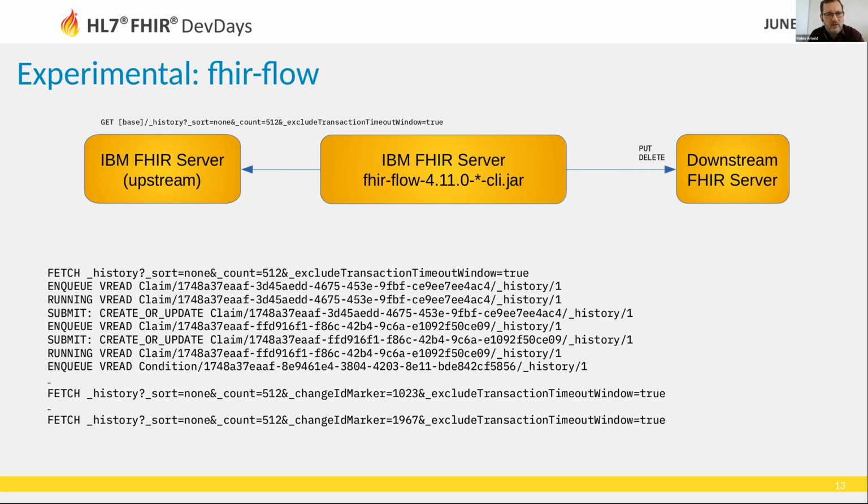So this is just a quick example here showing, we call a fetch, and then we enqueue this vread, and then the pool is actually running the vread. And then once we've got the data back for this claim, we issue a create or update on the downstream system, and so on. And so this is just a quick example.